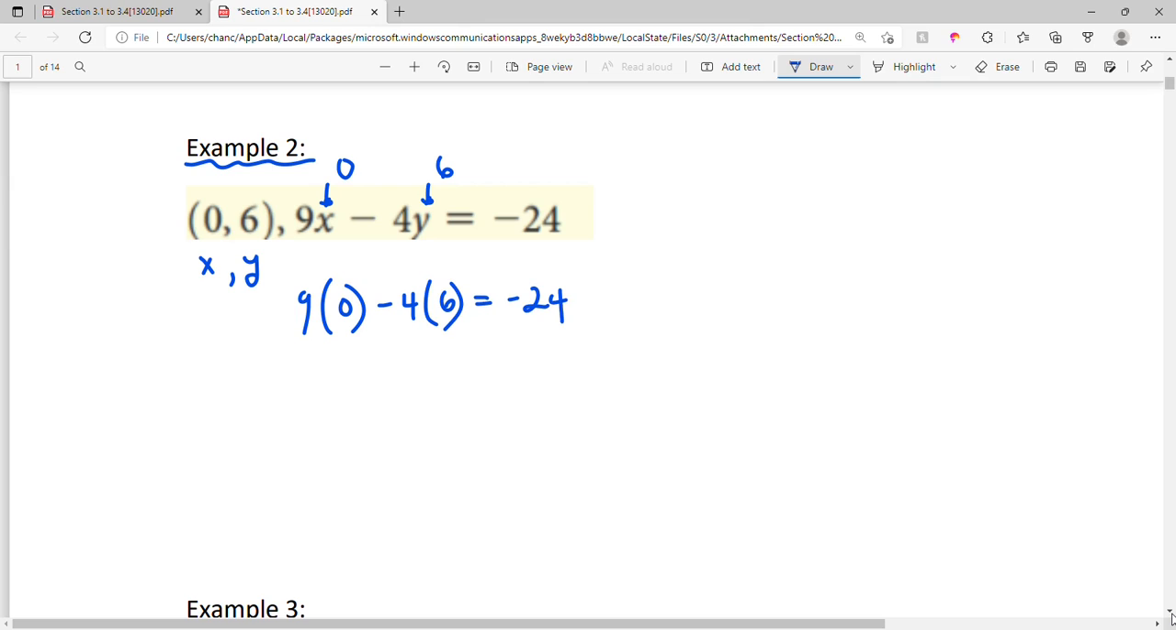9 times 0 is 0. Negative 4 times 6 is negative 24. And that's equal to negative 24. So clearly, negative 24 is equal to negative 24. And again, we have, yes, the ordered pair (0, 6) is a solution to the equation.